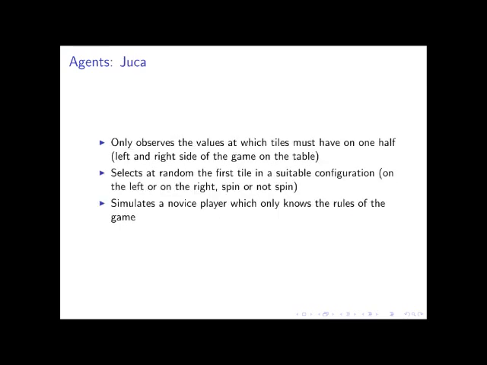Juca is an agent which only observes the values that tiles must have on one half. In other words, the values on the left and on the right side of the game on the table. Juca selects at random the first tile in a suitable configuration. In other words, if it's placed on the left of the table or on the right of the table, or if it is necessary to spin or not spin the tile. Juca simulates a novice player which only knows the rules of the game.